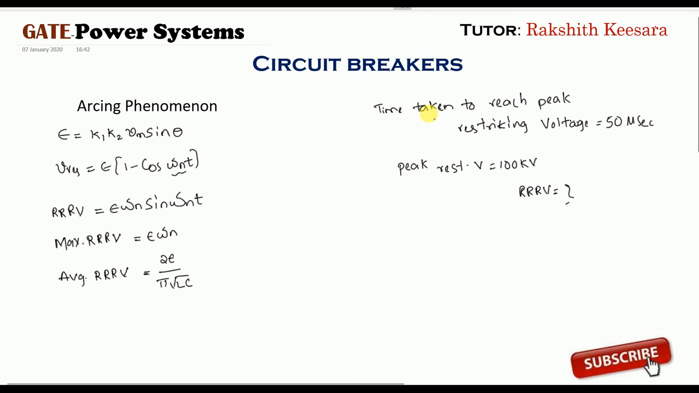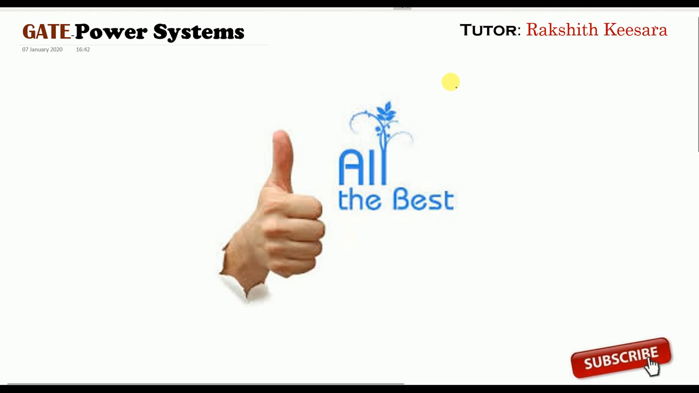In this question, he mentioned time taken to reach peak restriking voltage is 50 microsecond. Peak restriking voltage is 100 kilovolt. What is RRRV? It is very easy. Peak restriking voltage by time taken to reach the peak restriking voltage, that is 50. Units are kilovolt per microsecond. So the answer is 2 kilovolt per microsecond. Students, this is for now. If a question is asked from circuit breaker, I guarantee you they won't go beyond these concepts.